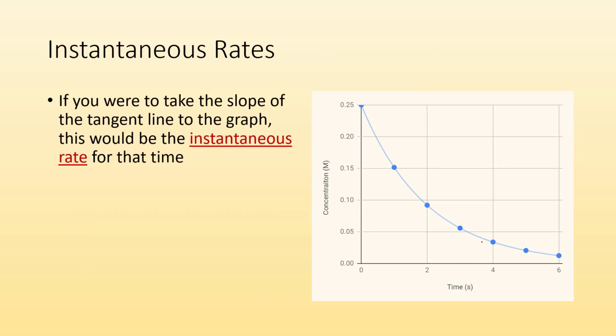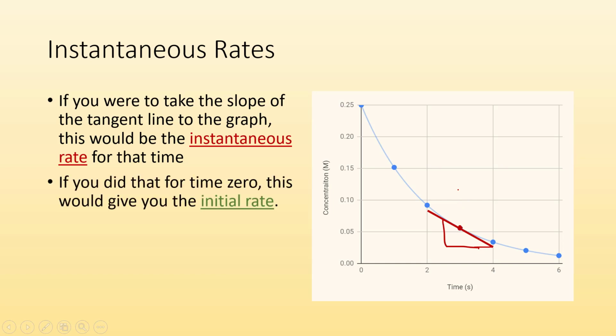So the instantaneous rate, if you were to take the slope of a tangent line to the graph, this would be the instantaneous rate for that time. So if I were to go, hey, at this point in time, what is my rate for right then? Well, you take the tangent line, and then you go, what is the slope of this tangent line? And that's going to be your instantaneous rate, the rate at that very moment.